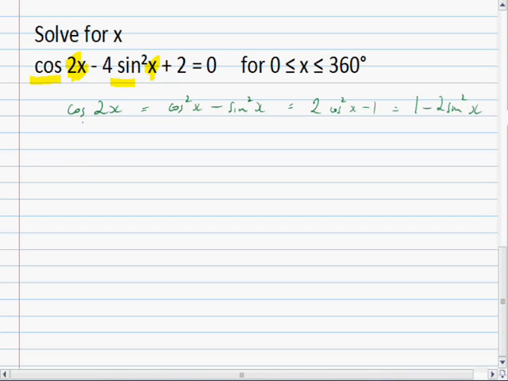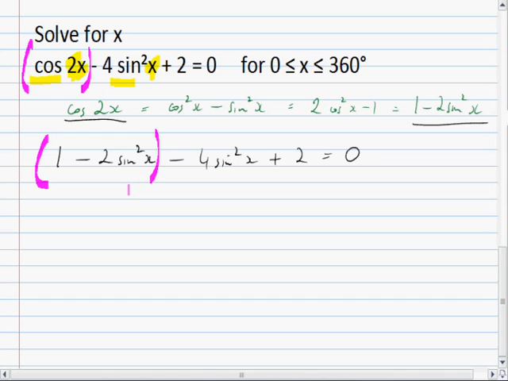Right, so I'm going to use cos 2x is 1 minus 2 sine squared x. Why am I going to do that? Because I just want to get an equation that just has sine x in it. So instead of cos 2x here, I'm going to write 1 minus 2 sine squared x minus 4 sine squared x plus 2 equals 0. All I've done is I replaced this here with this here. And it's all the same.